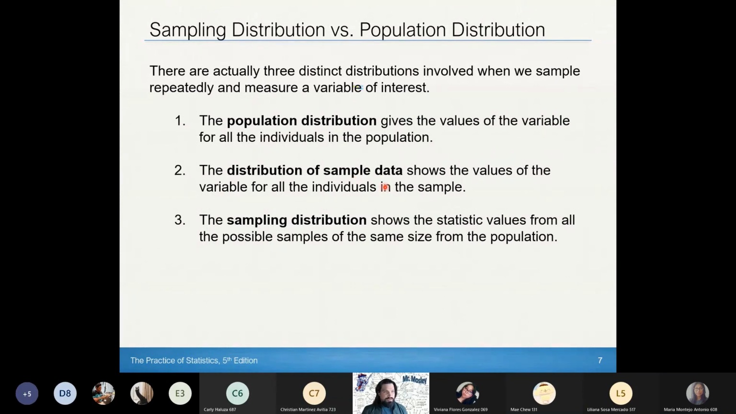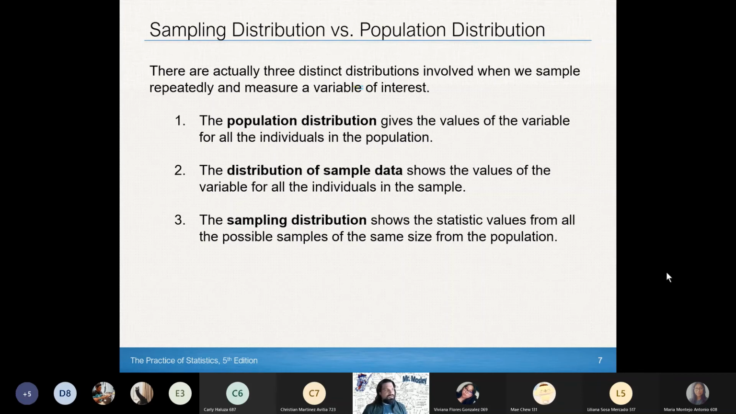The distribution of sample data shows the values of the variable for all the individuals in the sample. So again, individuals make up each data point in a sample. The sampling distribution shows the statistic values for all the possible samples of the same size from the population. Right, so it depends on the variable that we're tracking. It could be shoe size. It could be the mean of incomes, right? There's any number of things we could choose to be interested in and track, and then that would create the statistic from our sample that would then be collected to create the sampling distribution.